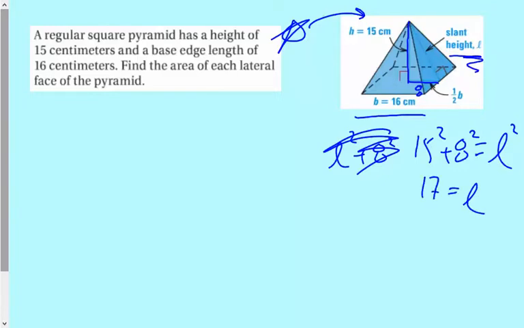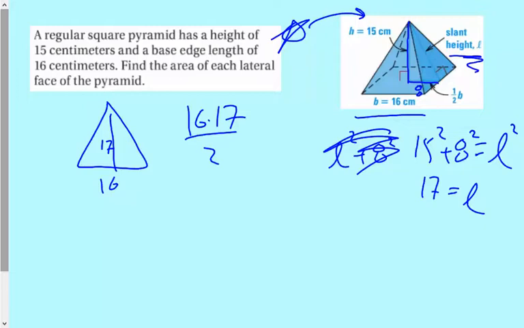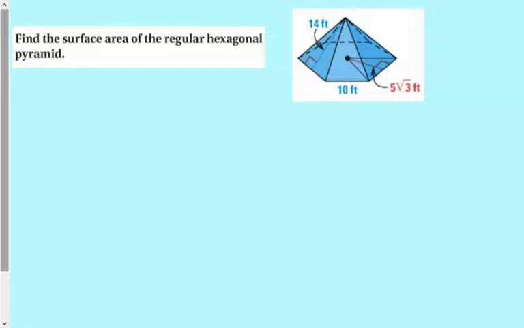Now if I look at that triangle there, we have the slant height, which is 17. We have a base of 16, so I can do 16 times 17 divided by 2, and that will be 8 times 17, which is 136. That is the area of the lateral face. Now if I want to find the full surface area, I do that times 4, plus I'd add 16 times 16 for the square on the bottom, and that would give you your full surface area.